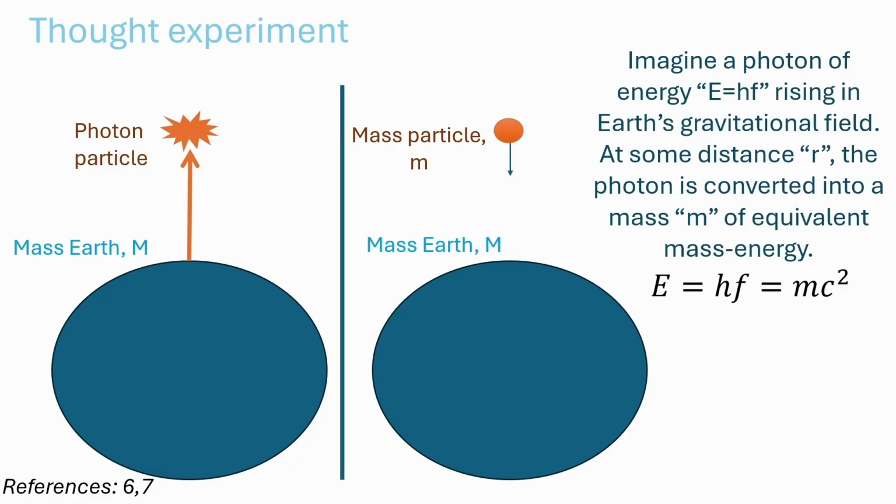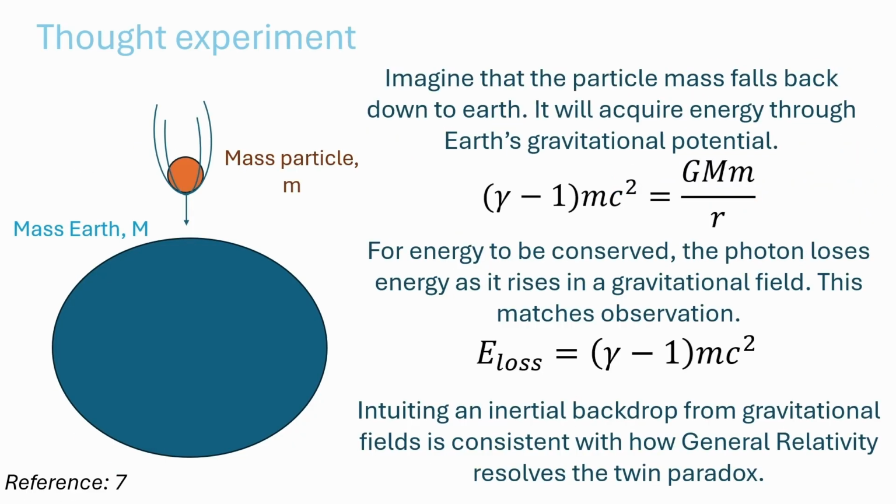Now, when the particle drops down to Earth, what's going to happen? Well, it's going to gain energy. But there's a little bit of a wrinkle here because energy must be conserved. So, what's actually going on? Well, as the photon climbed in the field, it lost mass energy. So then what does this mean for the field? Well, we can sort of look at it as momentum energy being generated against an inertial backdrop. At least that's how I see it.